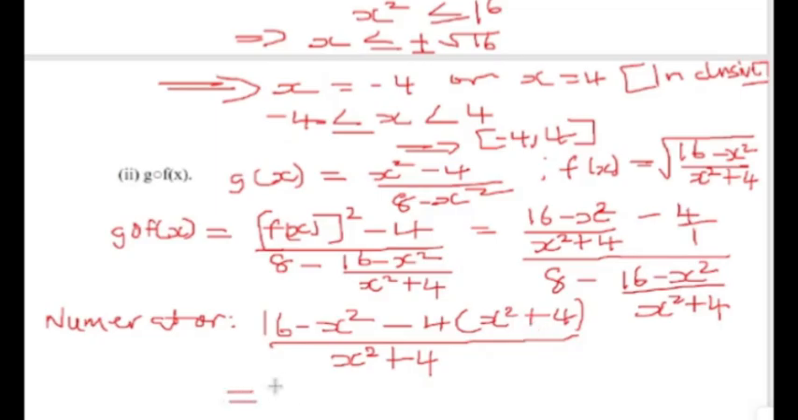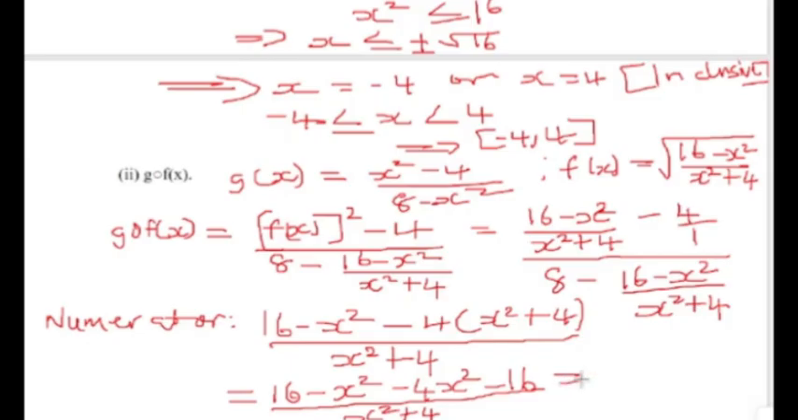So we simplify that numerator. Let's see what we get. So I'm going to have 16 minus x squared minus 4x squared minus 16, everything divided by x squared plus 4.